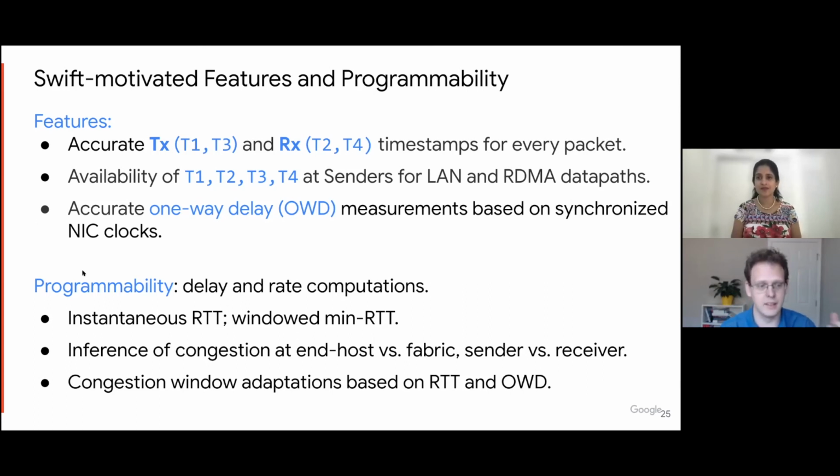That's on the hardware side, but on the programmability side, there are also lots of trade-offs that we can make, and lots of options that we're exploring. So you can have an instantaneous round-trip time, or you can have a windowed round-trip time. You can infer the congestion at the host, but you can also do it in the fabric, or at the sender or the receiver. There are many options, and similar to the congestion window adaptations, you can do it based on RTT, or once we have the one-way delay, you can also use that. I hope that gave you a bit of background on how we could model this in P4. I'm very excited about this, and let me hand it back to Nandita.